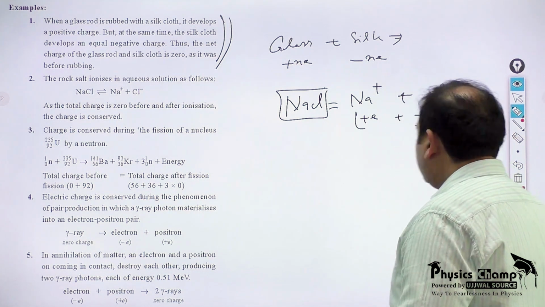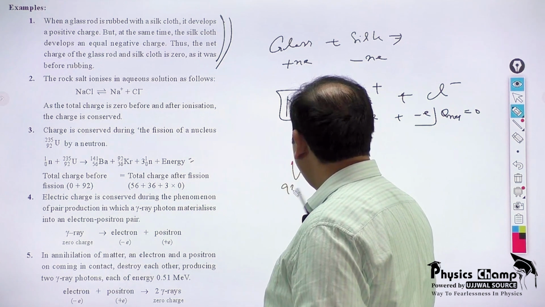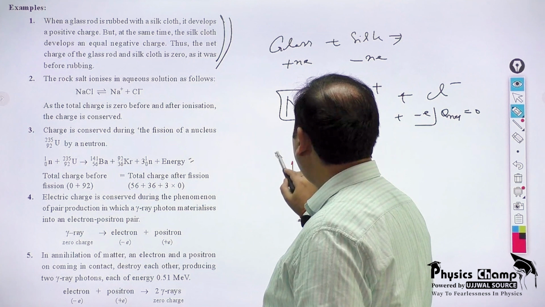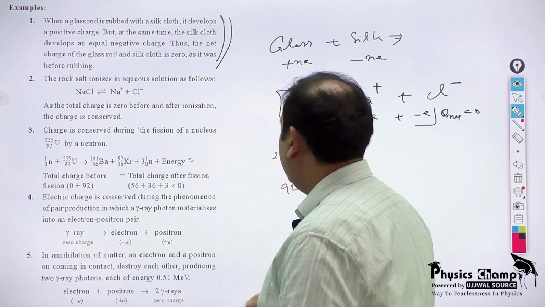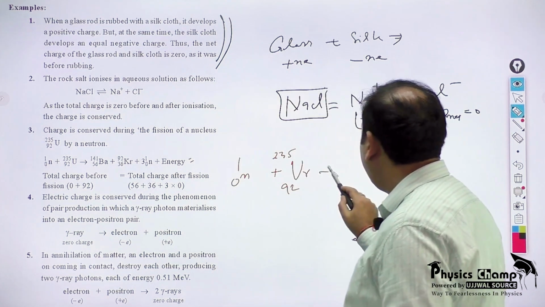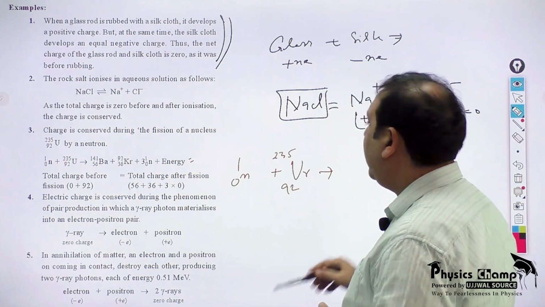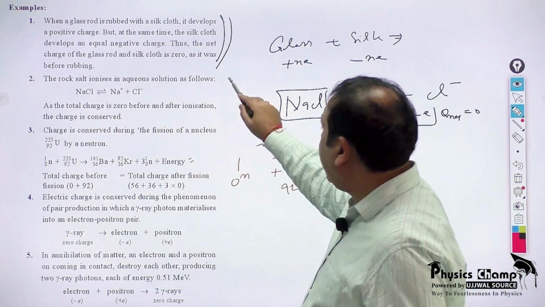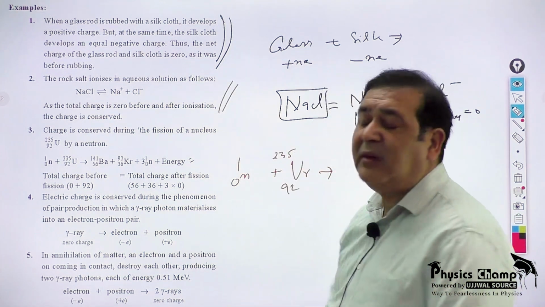Similarly, let's talk of this reaction of nuclear fission. Uranium 92, 235 is bombarded with a slow moving neutron, and as a result the nucleus breaks, and in this reaction we have seen the charge is conserved.